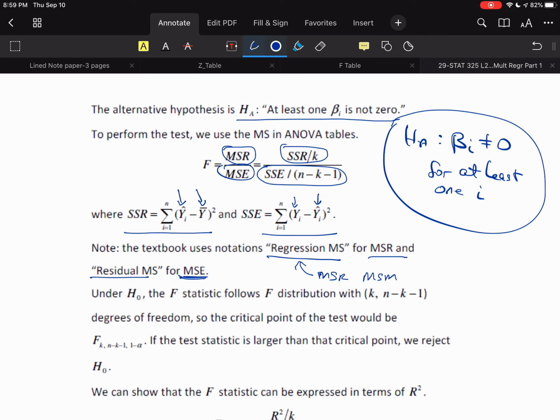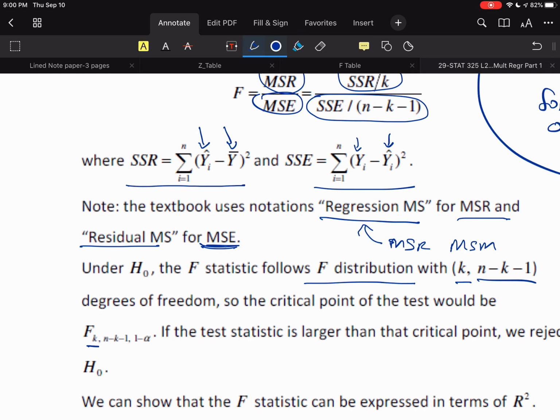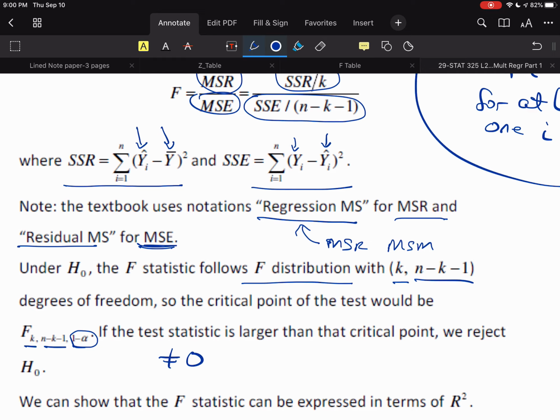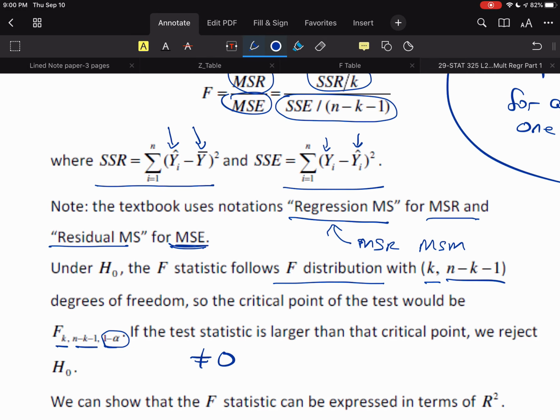All right. Under H naught, the F statistic follows an F distribution with k degrees of freedom in the numerator and n minus k minus 1 in the denominator, and the critical point of the test would be here, where we have F with k, n minus k minus 1, 1 minus alpha. Not alpha over 2, but 1 minus alpha, even though our alternative is not equal to 0. Okay? So if our statistic is larger than that critical value, then we reject H naught.